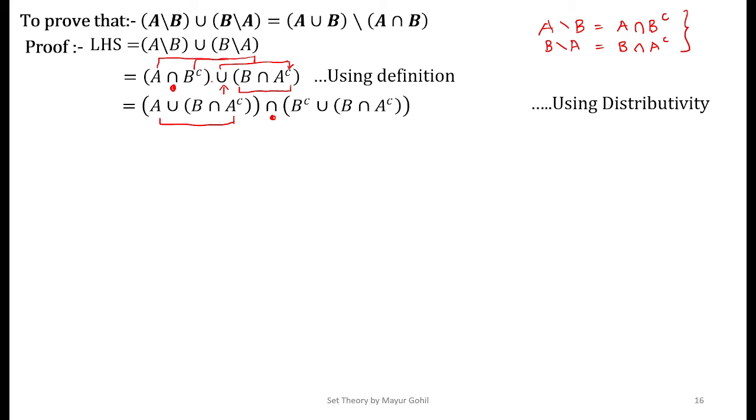Now we have taken the right element into the bracket, that is B intersection A complement. That's why this is basically right hand distributivity, but it's okay, you can keep it in your mind. It is distributivity; to be more specific, this is right hand distributivity. Now let us see how we go further.